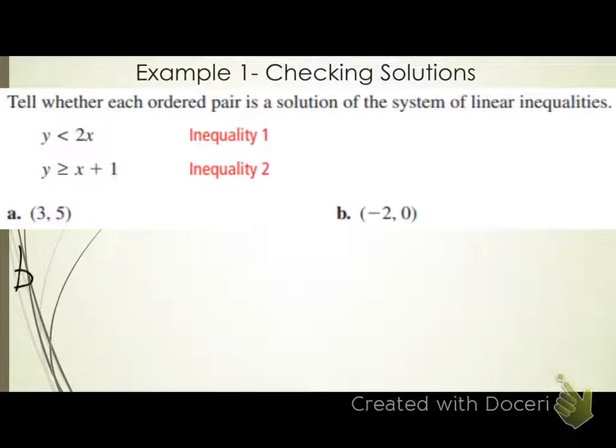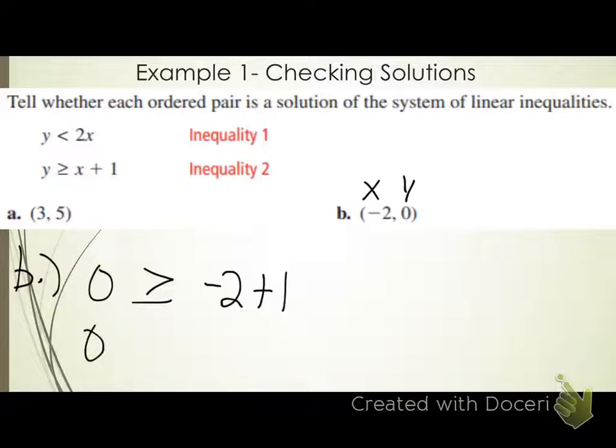Letter B. Plugging in the X and Y values for X and Y. What's my Y value? 0. 0 greater than or equal to. What's my X value? -2. I guess I started out with the second one, didn't I? I don't know why I did that, but oh well. You can do it this way still. We got it. 0 greater than or equal to.